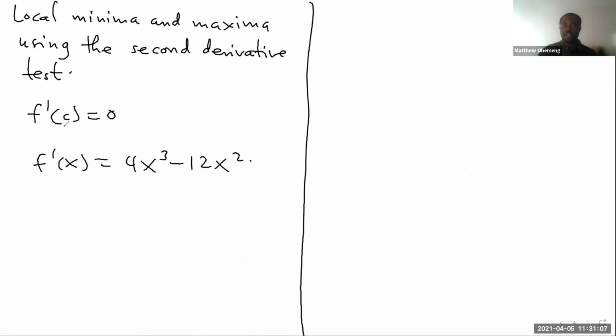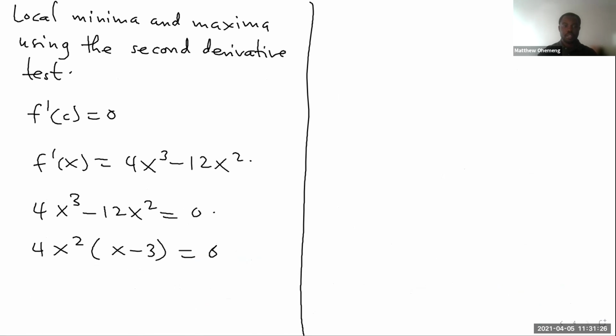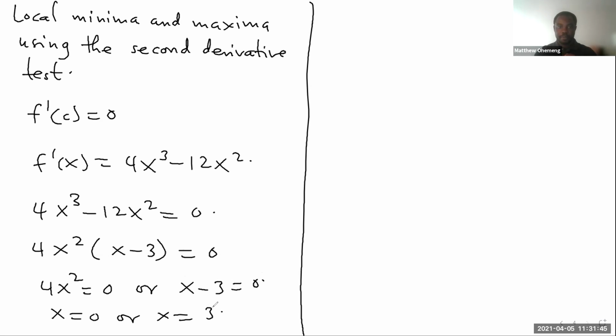So solving for all the c's that will make f prime of x equal to 0, we have to set this equal to 0. I can factor out 4x squared, and then I'll have x minus 3. So 4x squared times x minus 3. Solving this, I'll have either 4x squared equal to 0 or x minus 3 equal to 0. This will give us x equal to 0 or x equal to 3. And so those are the 2 points.